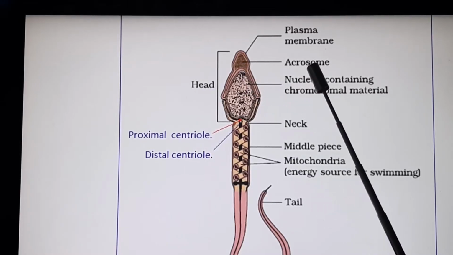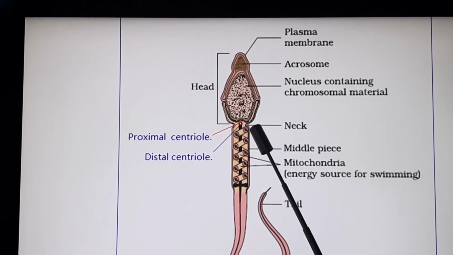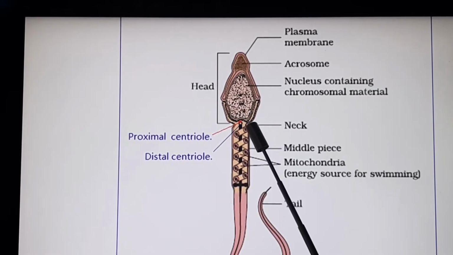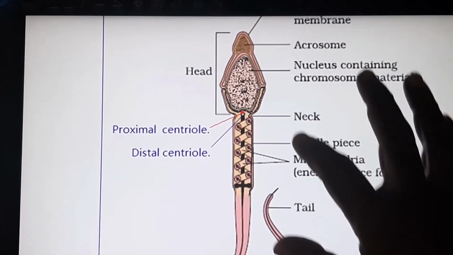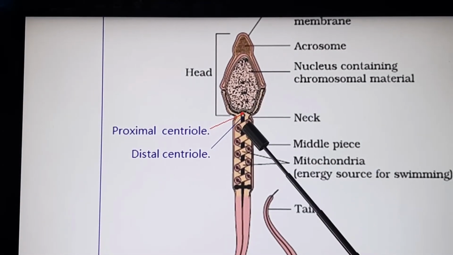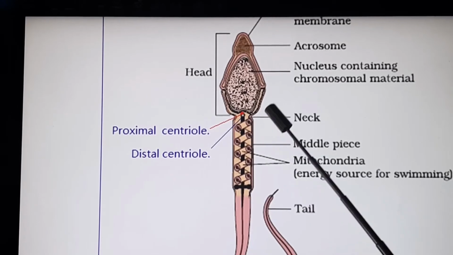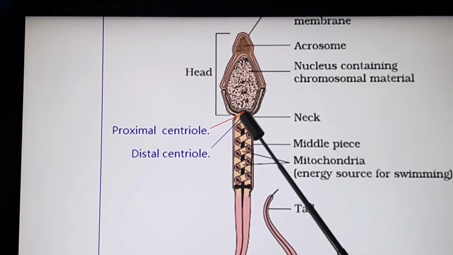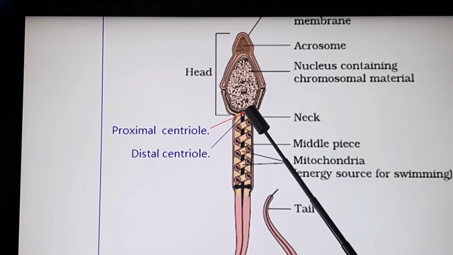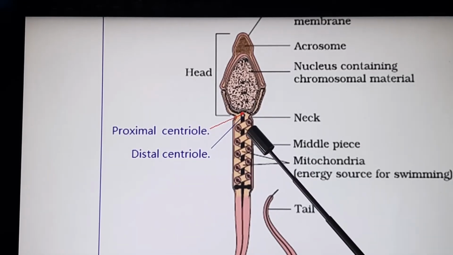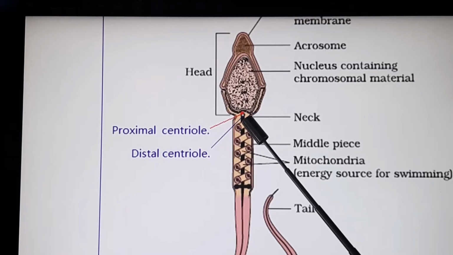On to the next is the neck region. The neck acts as the connecting link between the head and the middle piece. This region is the neck. It consists of two centrioles. One is closer to the head region, that is the proximal centriole, and the other one, a little away from the proximal centriole, towards the middle piece, is the distal centriole.